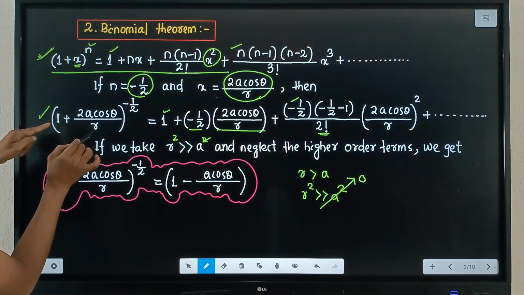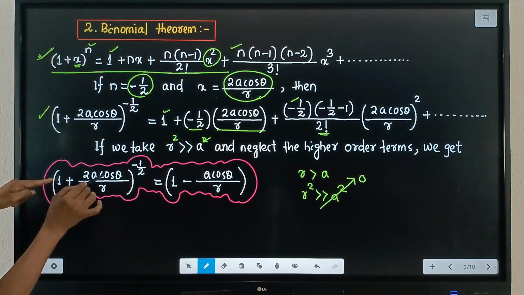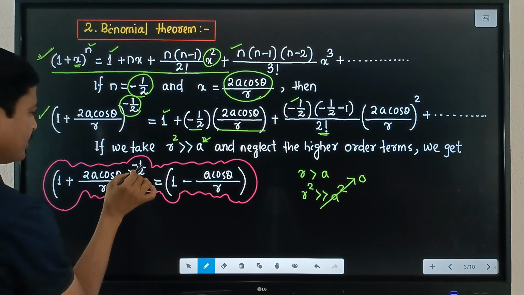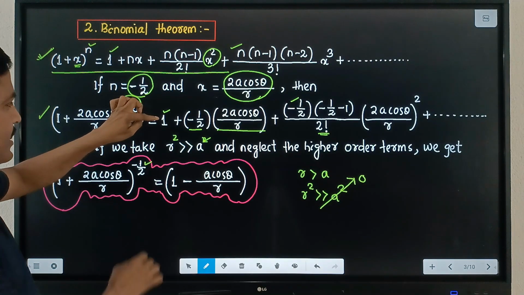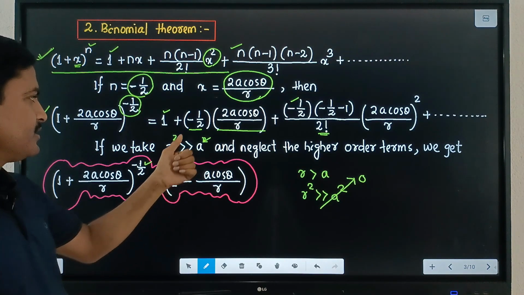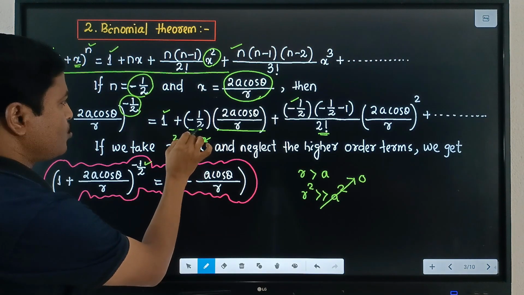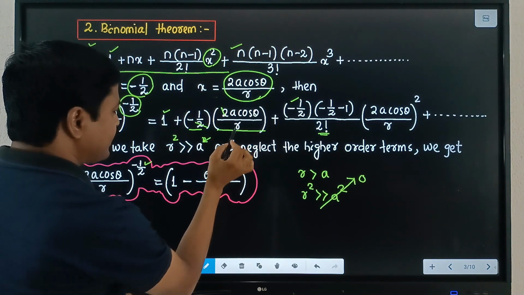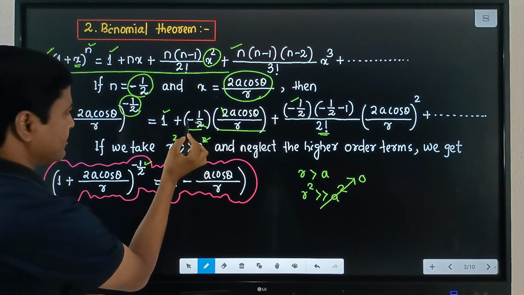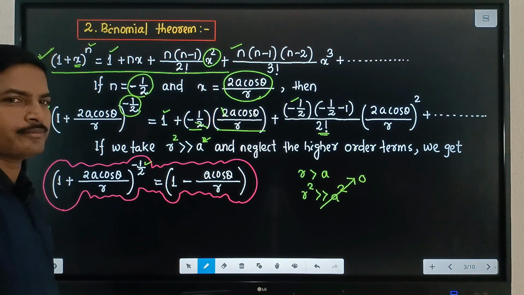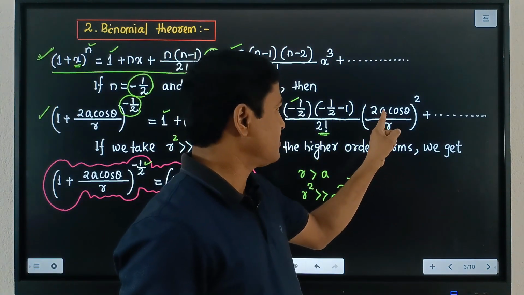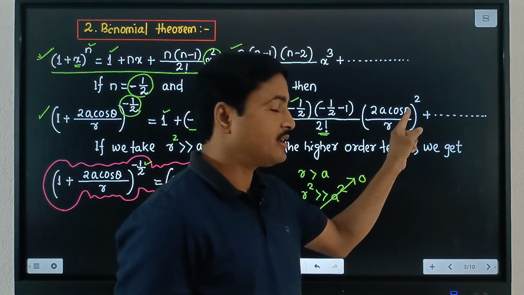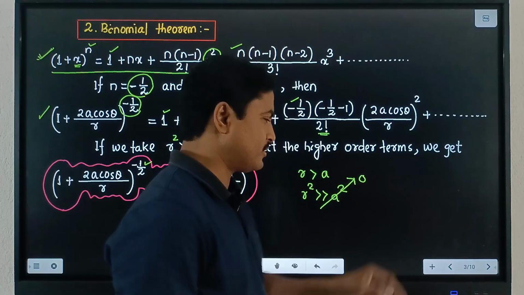1 plus twice a cos theta by r, whole to the power minus half, is equal to 1. Next this one. Here 2 cancels. Only remaining is a cos theta divided by r. We write a cos theta divided by r. Here we write the minus sign. And in this expression, here a is there, so that is a square, and r is also there, that is r square. That means a square divided by r square.